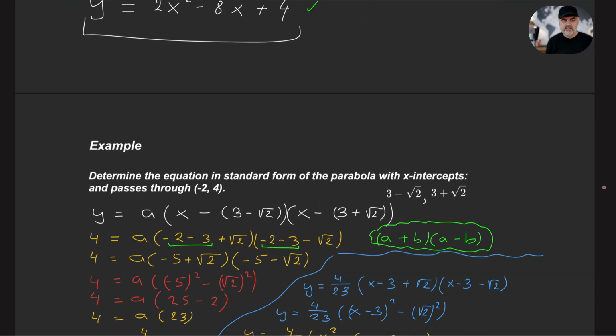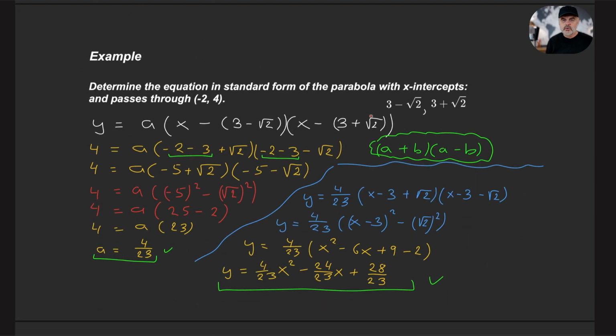Okay, the next example has 2 x-intercepts in irrational form. That makes the question a little bit more difficult.